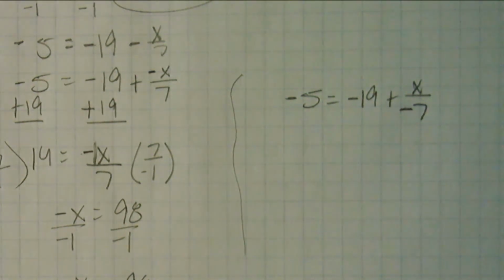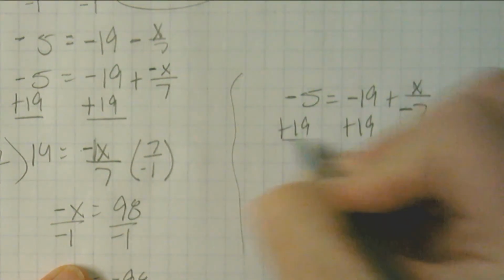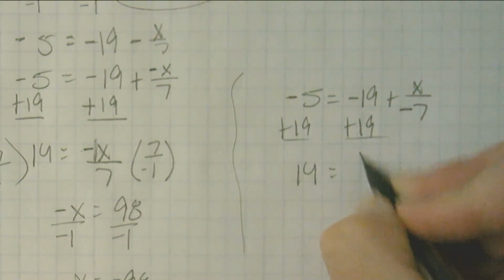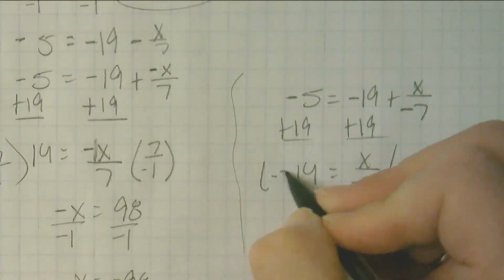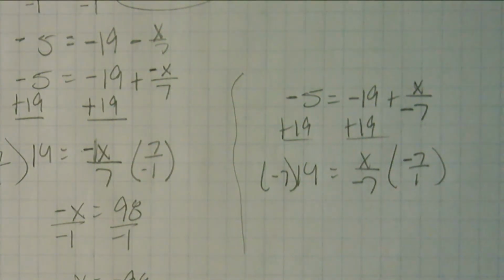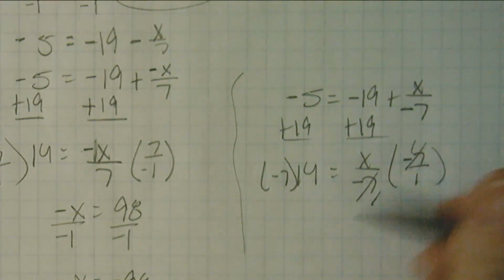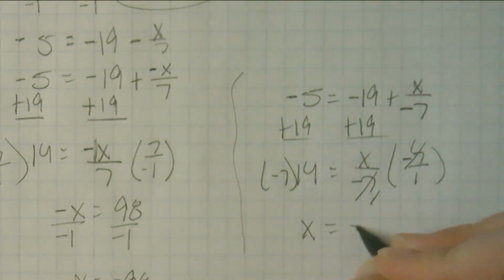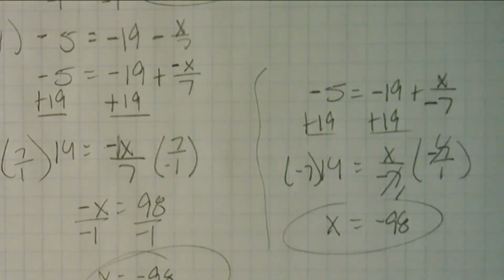So I just always keep a positive x, a positive coefficient. But I would do the same thing. I would still add a 19 to both sides. But here, I'm multiplying by a negative 7 over 1, or a negative 7. So I'm going to divide out common factors here, and I end up with exactly the same answer. Just a little tip. That negative can go on the numerator, or the negative can go on the denominator. It doesn't matter. What do you guys think of these? You guys cool with these?